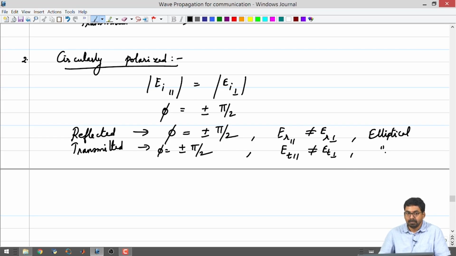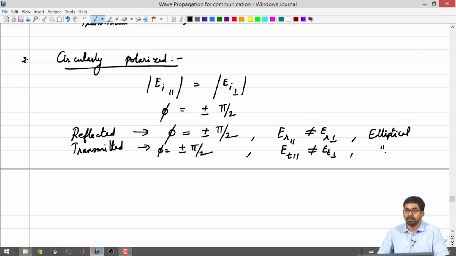Okay. Now, there is also another tiny detail that you will still have to remember. We have said that ER parallel is not equal to ER perpendicular. That generally means elliptical. It is also possible that one of them is 0, because you have a case where you have Brewster's angle occurring in one polarization, all right, where you have gamma equal to 0 for that polarization, but in a normal non-magnetic material gamma for the other polarization is not 0.